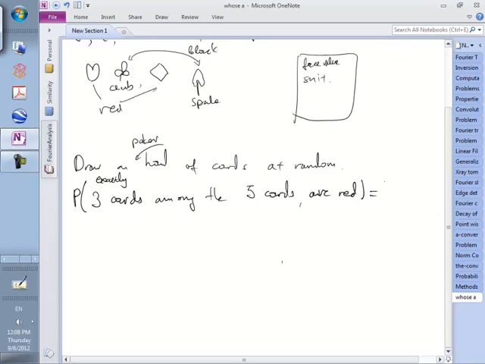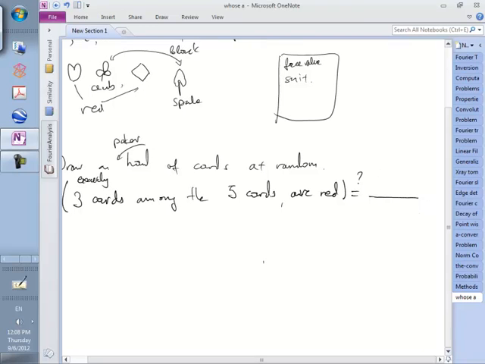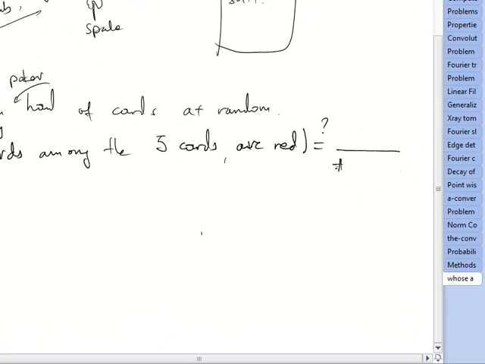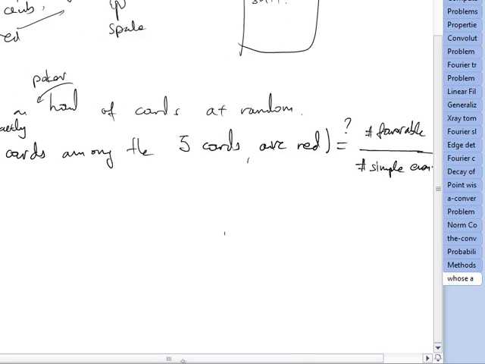Let's calculate this probability. Automatically, when we state this problem, this is a problem which has to be solved with classical probability theory. And with classical probability theory, your denominator is always the number of all simple events. So you have to find which are the simple events, and the numerator is the number of the favorable simple events, and you will understand now what we mean by favorable.